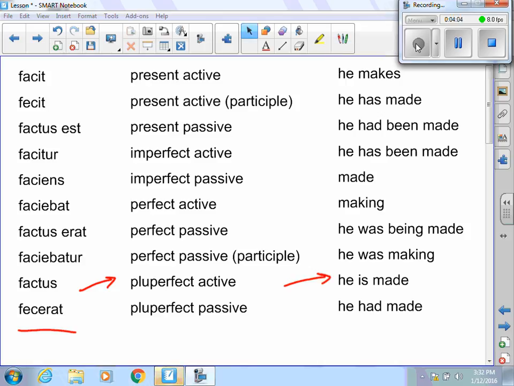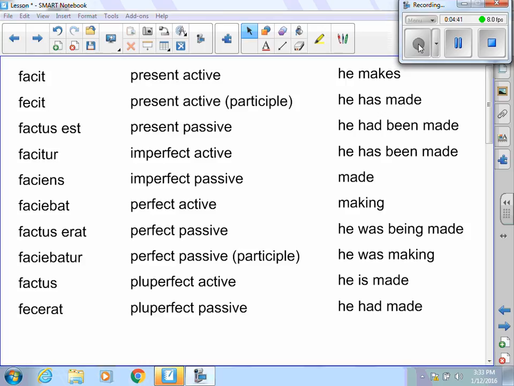Okay, I'll start with the first column. Facit is present and active. Fecit is perfect and active. Factus est is perfect and passive. Facitur is present, passive. Faciens is our present, active participle. Faciebat is our imperfect, active. Factus erat is our pluperfect, passive. Faciebatur is our imperfect, passive. Factus is our perfect, passive participle. And fecerat is our pluperfect, active.